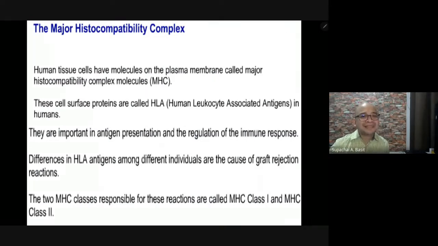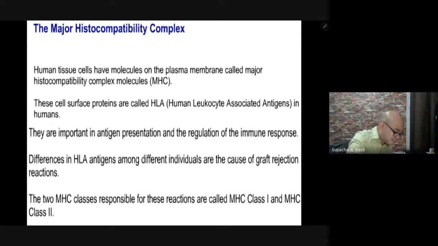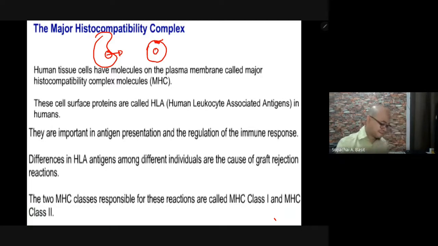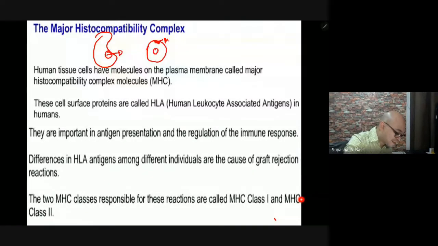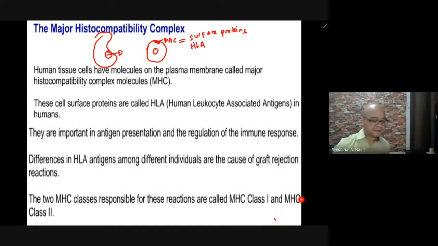Let's talk about the major histocompatibility complex. We are humans and we are made up of tissues. Our tissues have molecules on the plasma membrane. For example, these are my kidneys, and if you get the cells of my kidneys, at the plasma membrane of my cells, I have molecules, and we call them the MHC molecules. The MHC molecules are actually made up of surface proteins, and these surface proteins are called HLA. This HLA is known as the human leukocyte antigens.